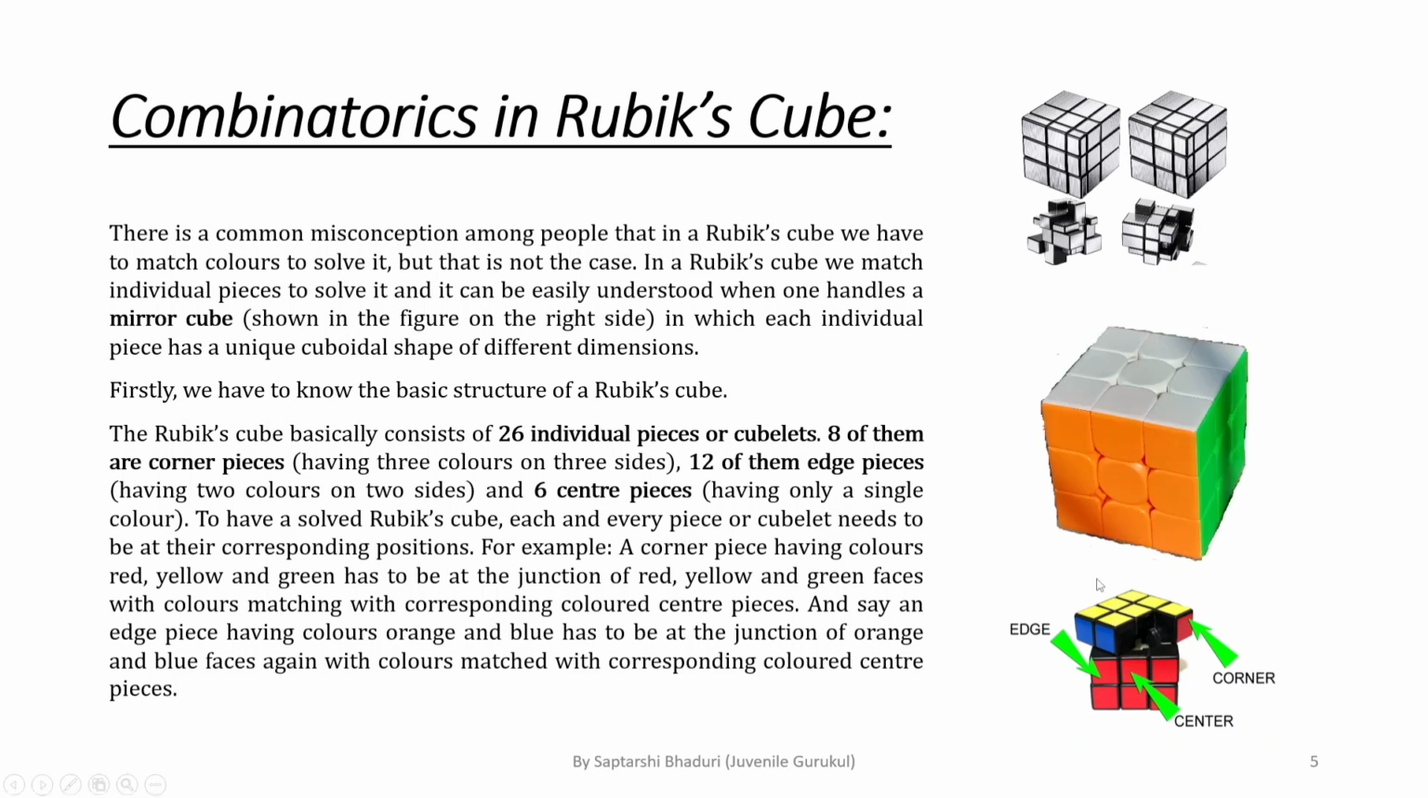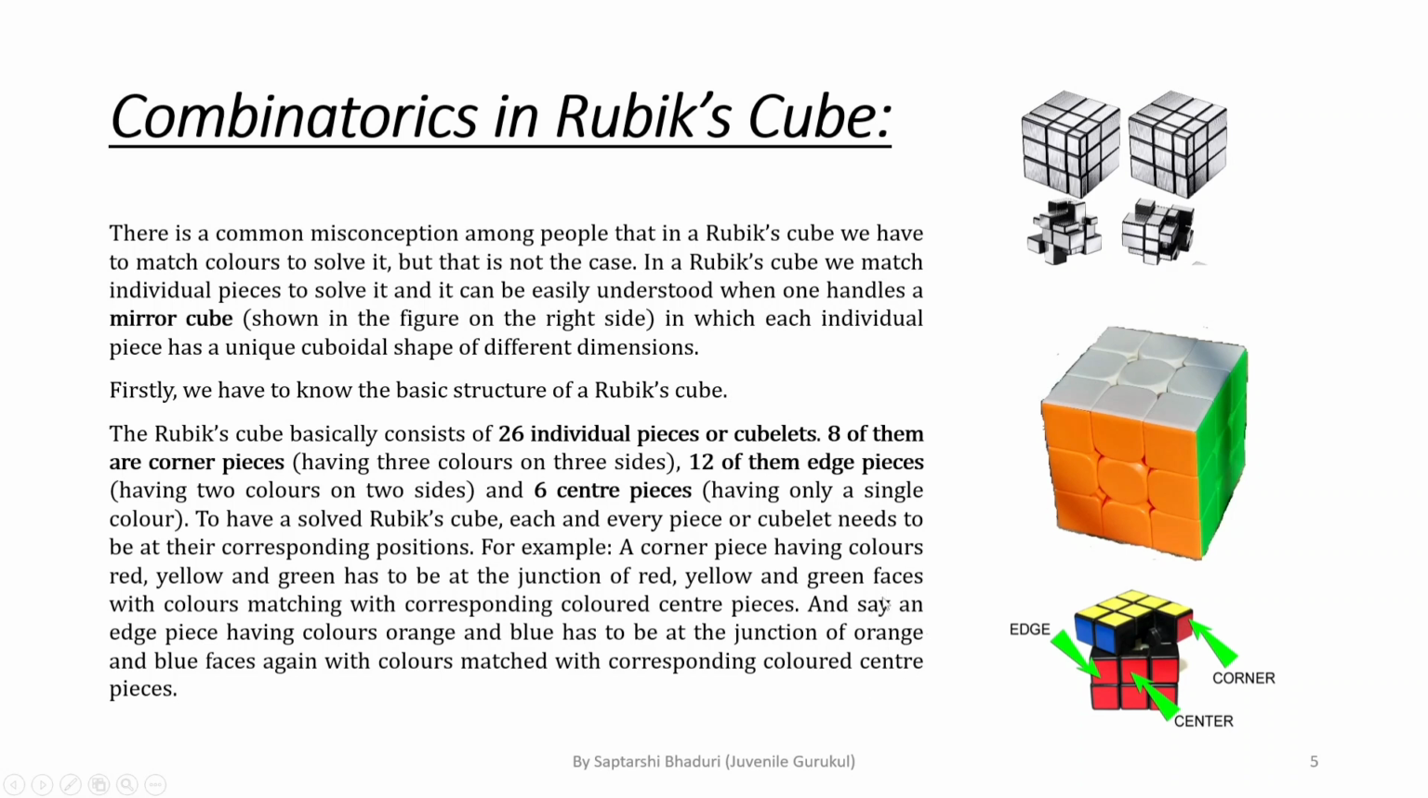Now, what I mean by this color matching with corresponding center pieces. See this picture. This is basically a picture of a solved Rubik's cube. Here you can see that this corner piece has orange, green, and white in it. The white is matching with the white centerpiece. The orange is also matching with the orange centerpiece, and the green is matching with the green centerpiece as well.